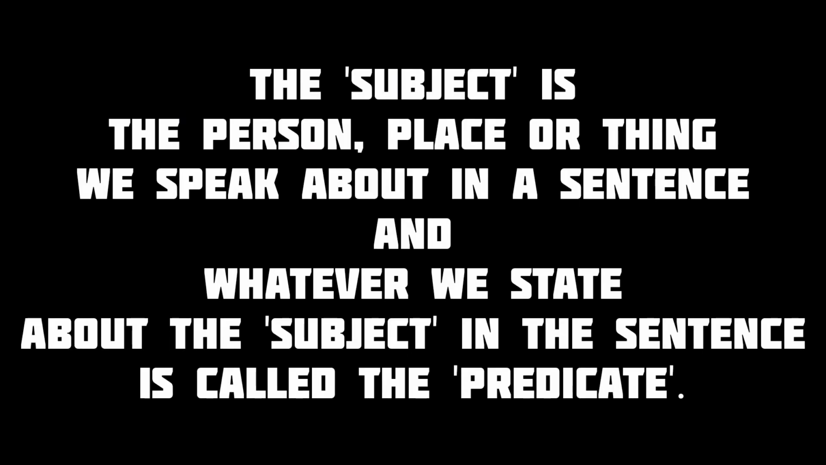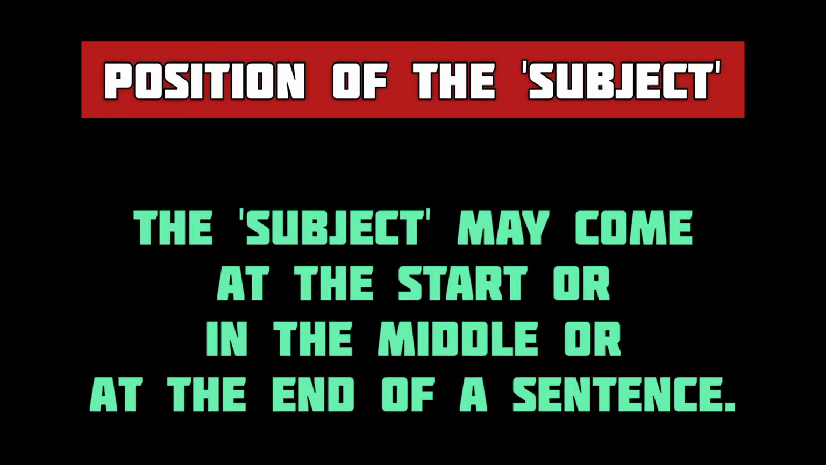So finally, we learn that the subject of a sentence is the person, place or thing we speak about in it, and whatever we speak about the subject is the predicate of the sentence. So we have seen from these examples that the subject usually comes at the start of the sentence, but it may also come in the middle or at the end of the sentence.